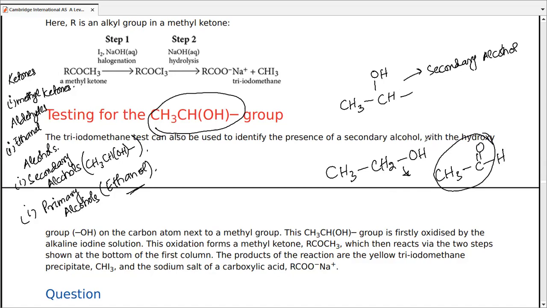So the same thing has been explained over here. Secondary alcohol with the hydroxy group and the carbon next to methyl group. This would be first oxidized by alkaline iodide solution and iodine solution, and it would then give the RCOCH3, in which COCH3 is the part that usually gives the test positive, and we're gonna get the yellow triiodomethane precipitates out of it, and the sodium salt of carboxylic acid with it. So yeah, both secondary alcohols of this arrangement or among primary alcohols, the ethanol have the capability to give this test positive.